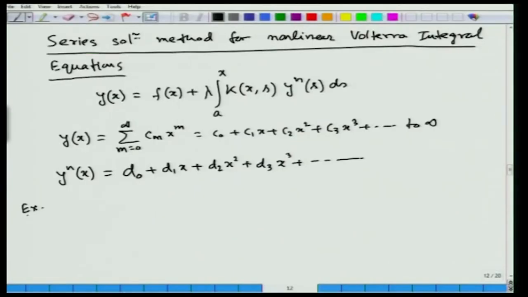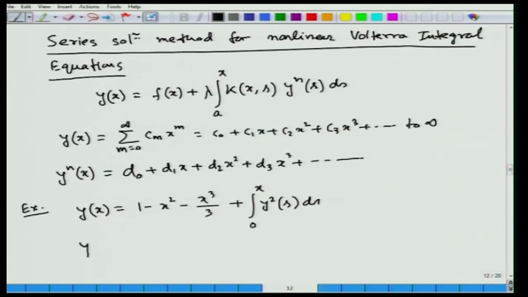And we can explain this idea with the help of one example. We consider this example, that is y x is equal to 1 minus x square minus x cube by 3 plus integral 0 to x y square s d s.